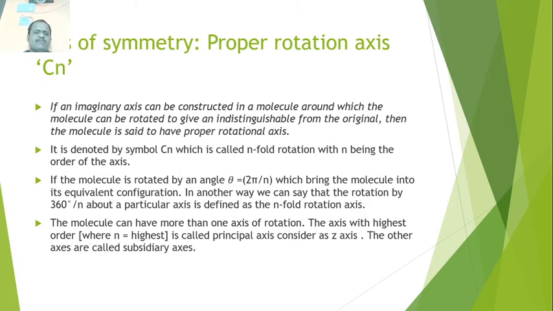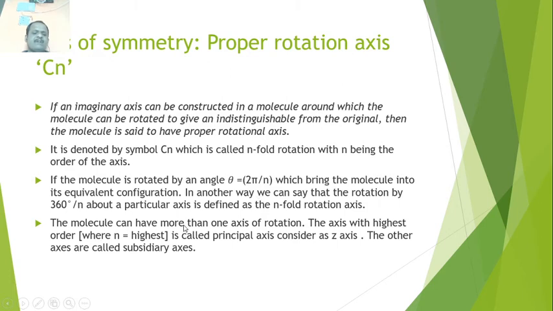If a proper rotational axis is denoted by Cn, where n is nothing but what? The n-fold axis of rotation. If a molecule is rotated by an angle theta, how is it calculated? Theta is equal to 2 pi upon n, where pi is 180. So you will get 360 divided by n. Theta is equal to 360 divided by n. So with the help of the value of theta, you will get the n-fold rotation axis.